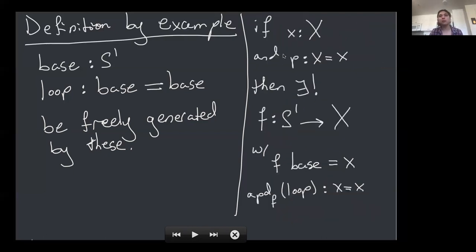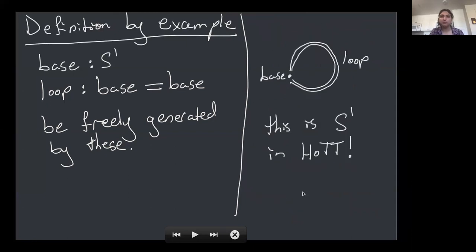Another way to phrase this is: if you give me a point in X, and if you give me a path from x to x, then there exists a unique map from the circle to X which sends the base point to the base point, and which sends the loop to the specified path. APD, you might remember, is action on paths for dependent functions, so that's why we write it that way. Another way to phrase this pictorially is: we have base.